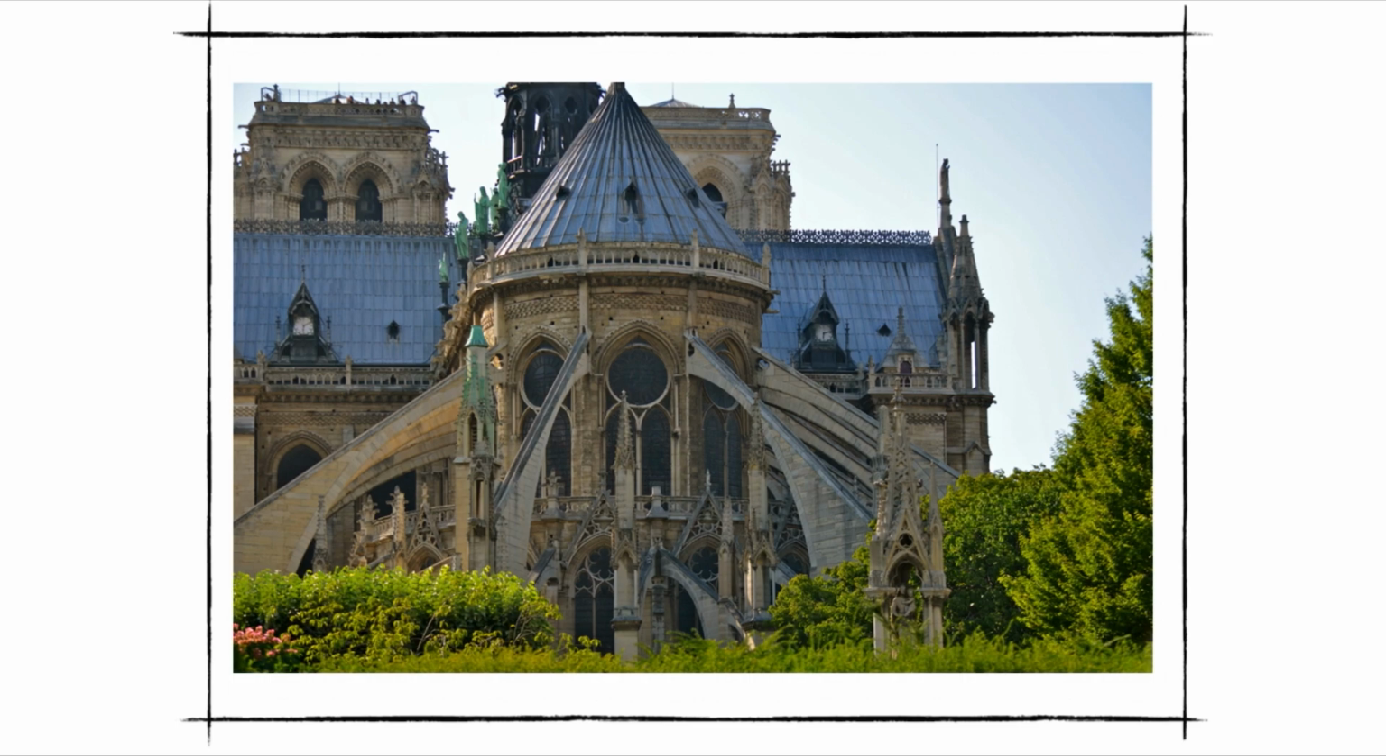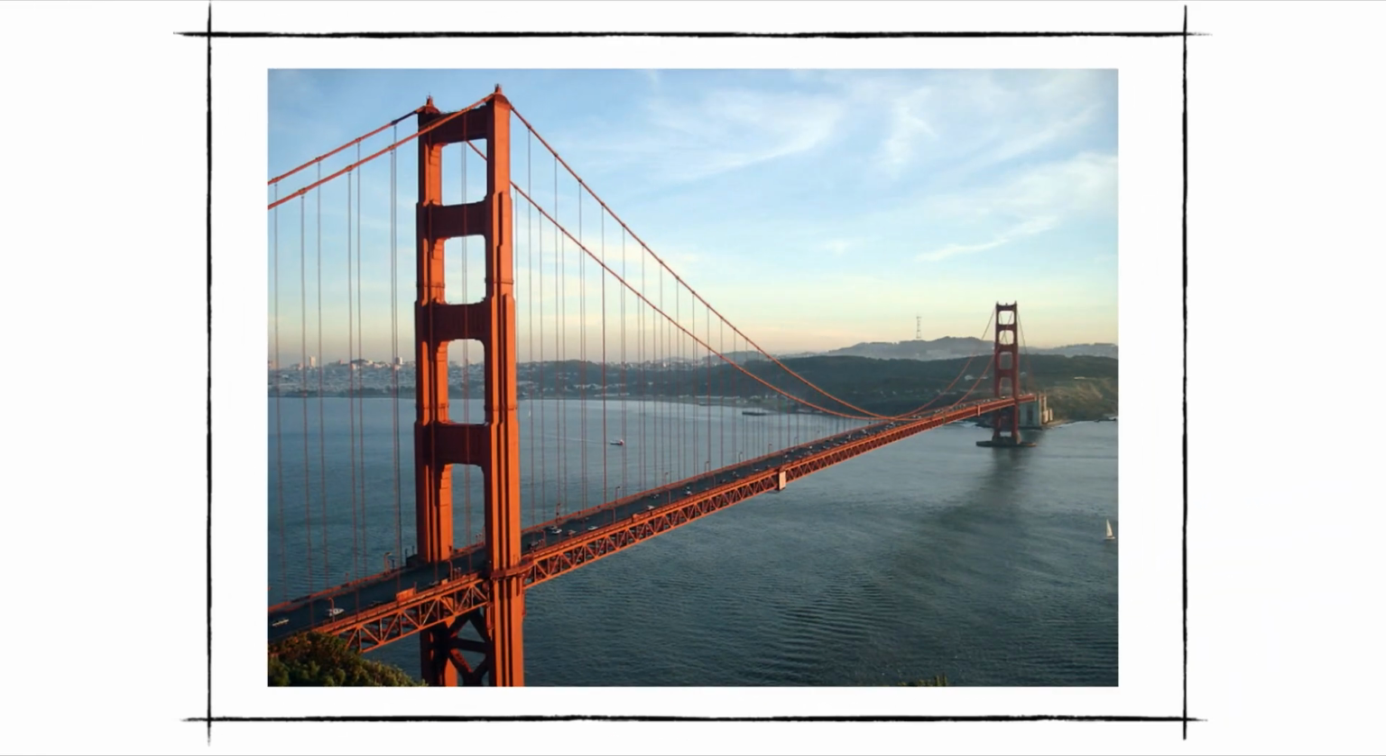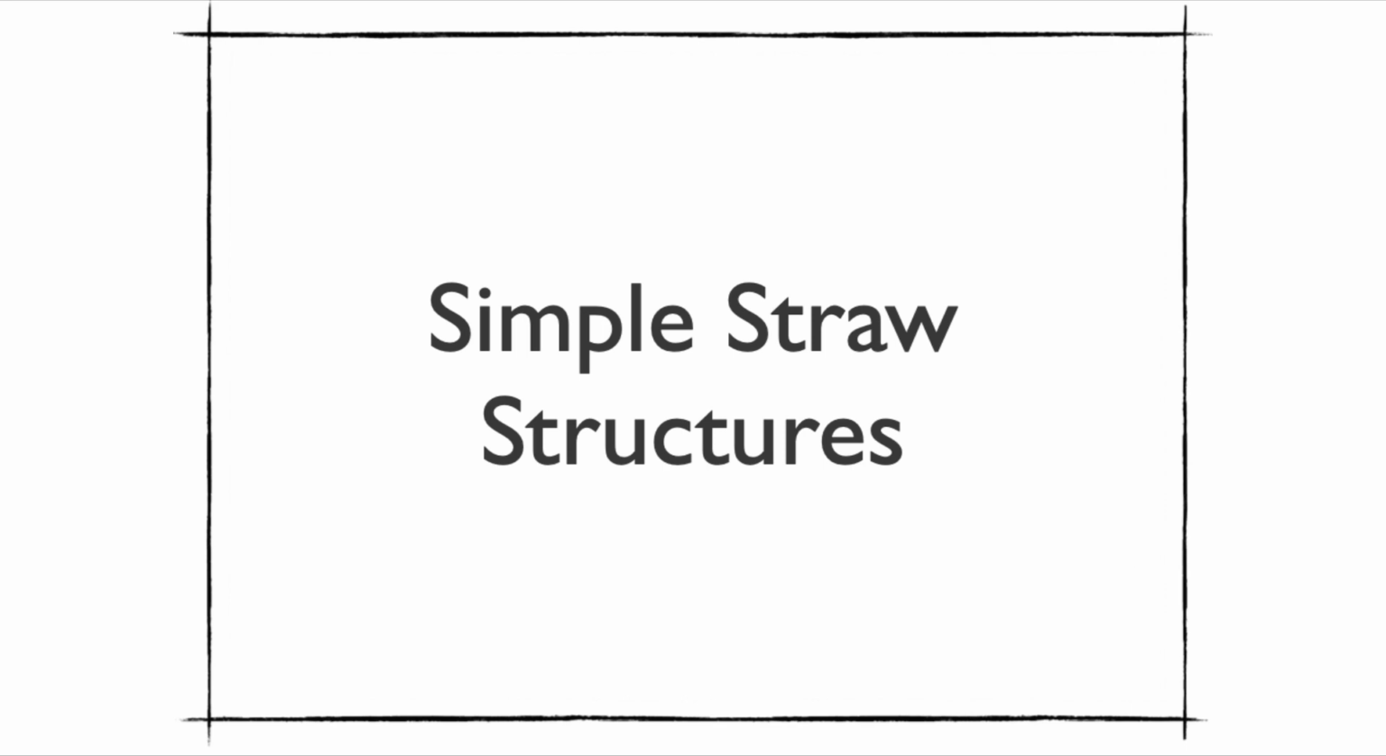The most common example of flying buttresses holding up a structure is the Notre Dame Cathedral in Paris. Finally, you can support structures with tension by pulling outward with even force, such as power lines or bridges. You're going to examine some simple structures made from drinking straws.